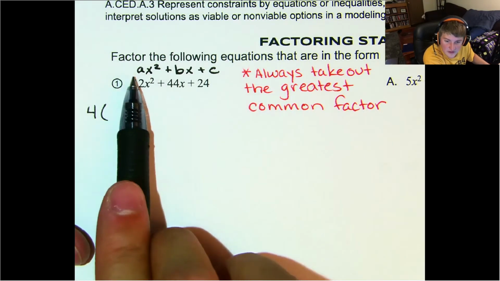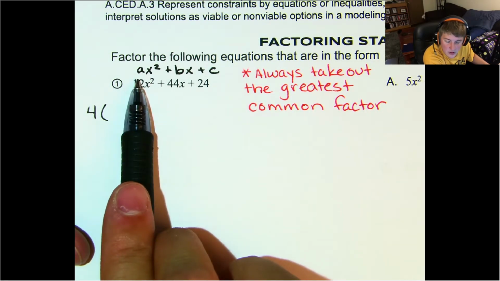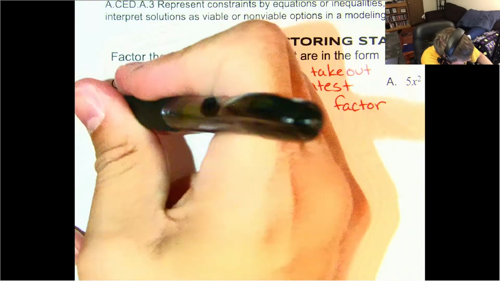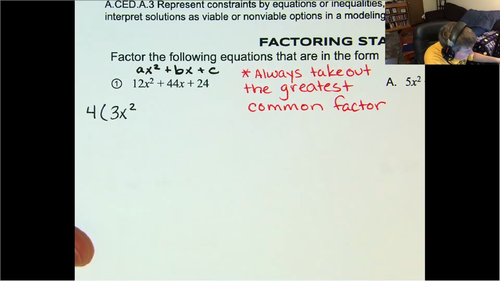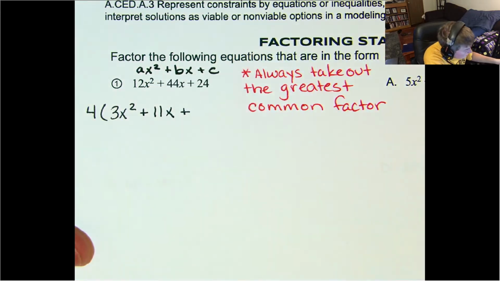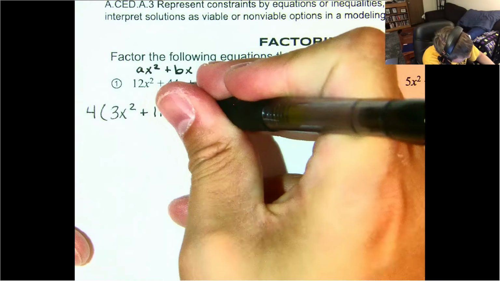If I divide 12x squared by 4, I am going to get 3x squared. And what about if I divide 44x by 4? I'm going to get 11x. And 24 divided by 4 is just going to be 6.